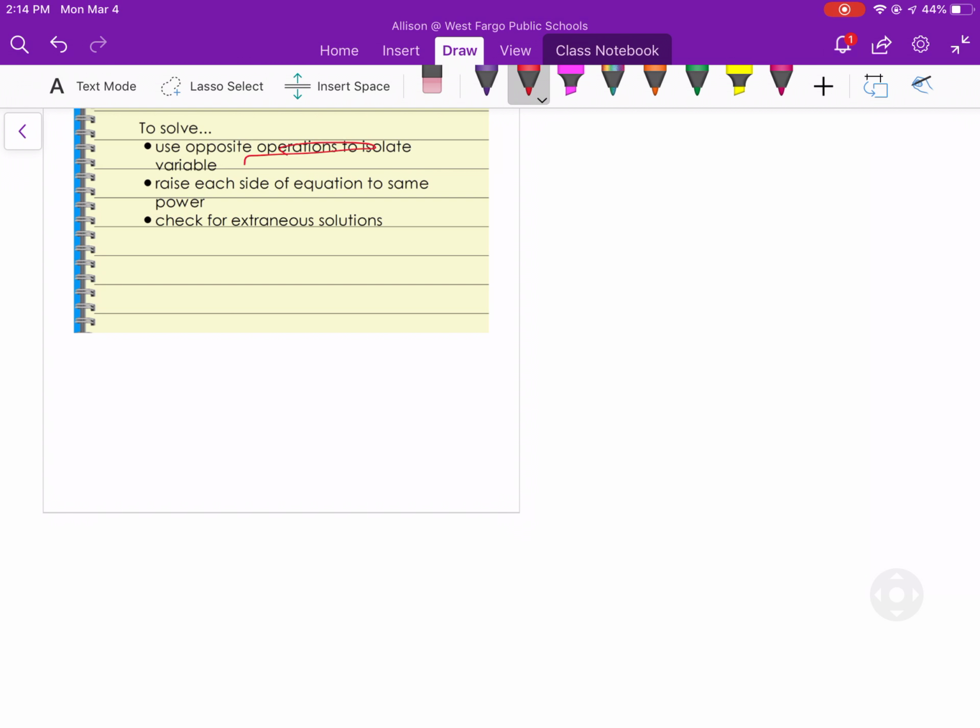Opposite operations, raise each side to a power, check for extraneous solutions.